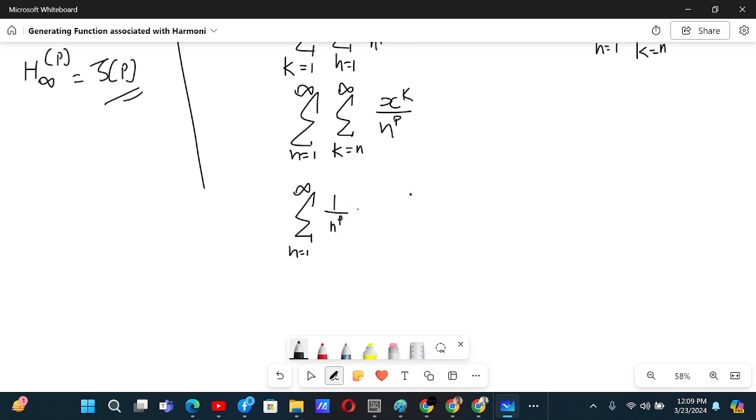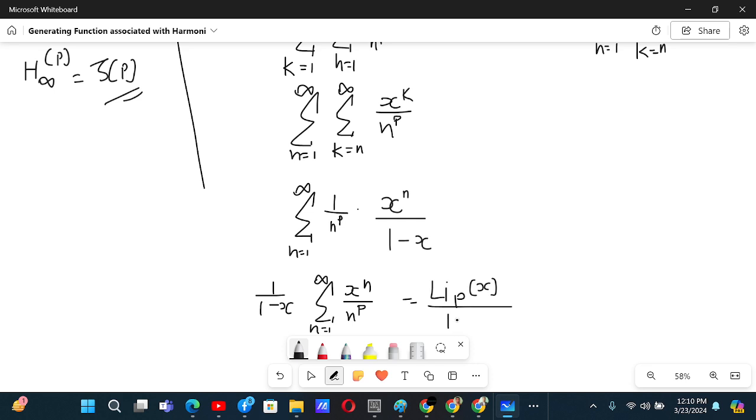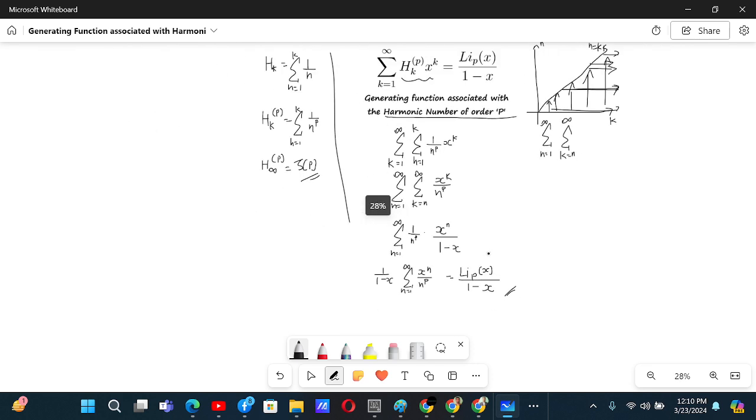Now sum this up. This is a geometric series with first term x to the power n and ratio x, giving x to the power n over 1 minus x. Now 1 by 1 minus x is just a constant, we can take that out, and you have the sum from n equals 1 to infinity of x to the power n by n to the power p. We know that this is just the definition of Li base p of x. Now there's 1 minus x outside. That's why we got this answer.